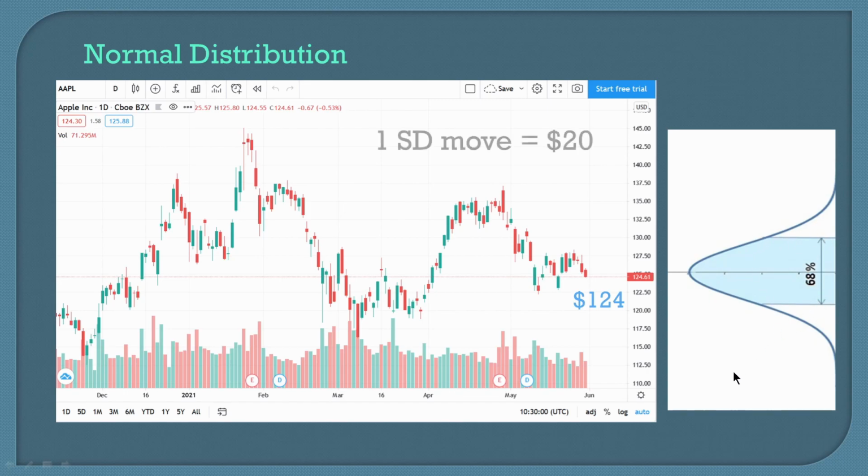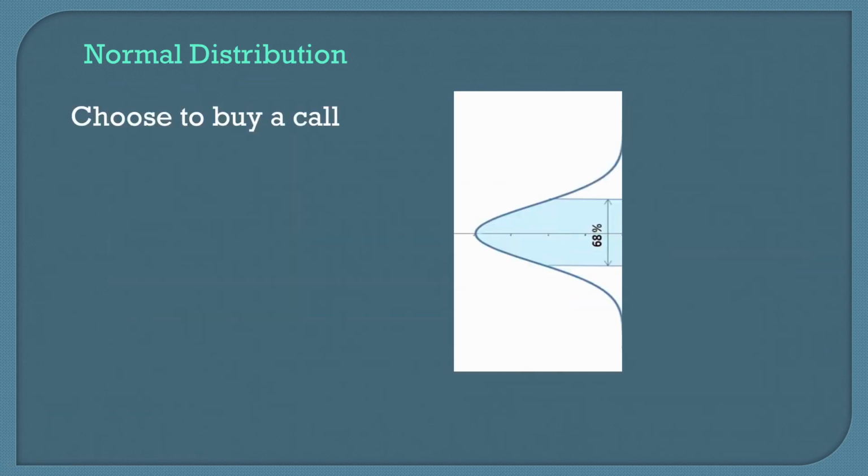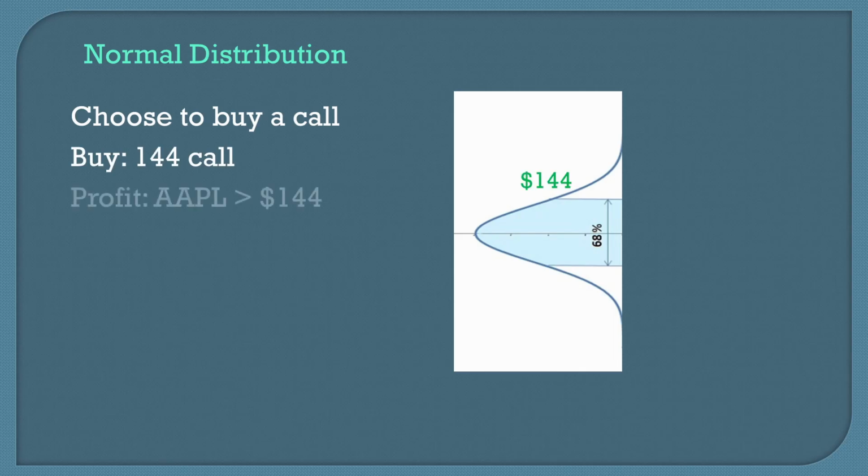Let's say a one standard deviation move for Apple is $20. One standard deviation above is 144, and one standard deviation below is 104. And there's a 68% chance that Apple is going to be in this price range. Now, let's say you choose to buy a call, and you decide to buy a call one standard deviation above at $144. You make a profit if Apple closes anywhere above $144. So you want Apple to move above $144.